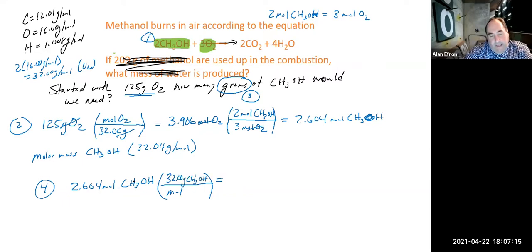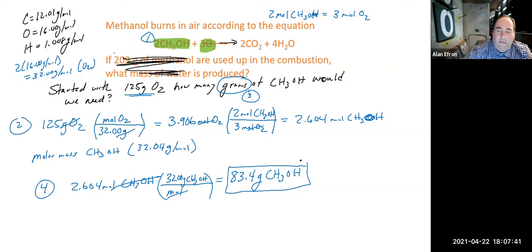Again, moles are going to cancel, going to leave us with grams, and that means that we end up with 83.4 grams of methanol. Any questions on that step or basic stoichiometry problems?